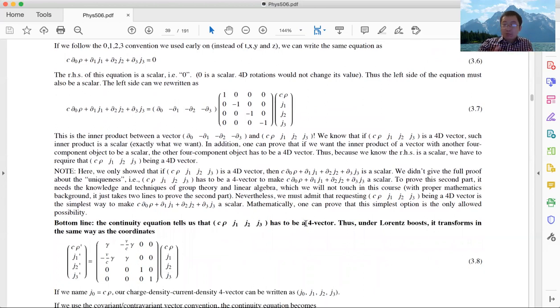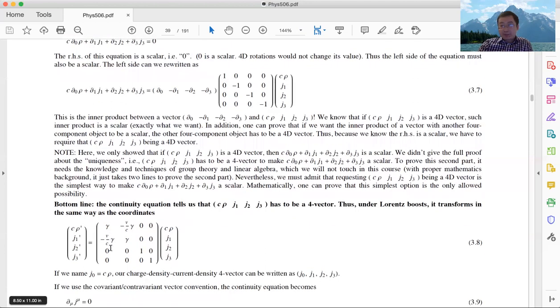Once we know it's a 4D vector, then immediately we know it needs to follow the same Lorentz transformation as coordinates. So if we change from one reference frame to another, the new reference frame's rho prime, J prime, J prime, J prime must be related to the old reference frame's rho, J, J, J by this Lorentz matrix in the middle. And gamma is 1 over the square root of 1 minus velocity squared over speed of light squared, the same gamma we defined in the Lorentz transformation.